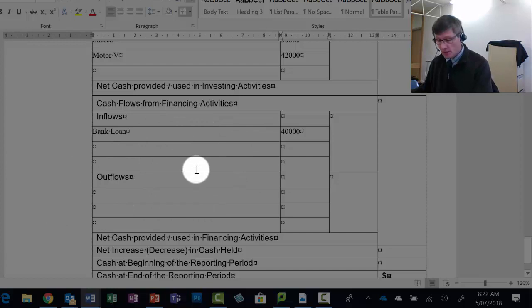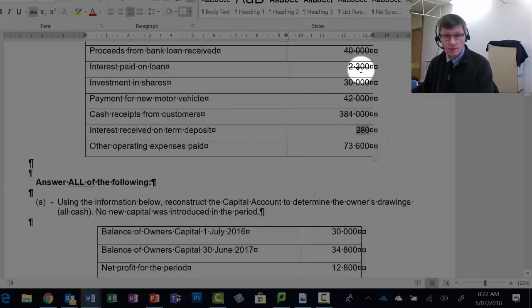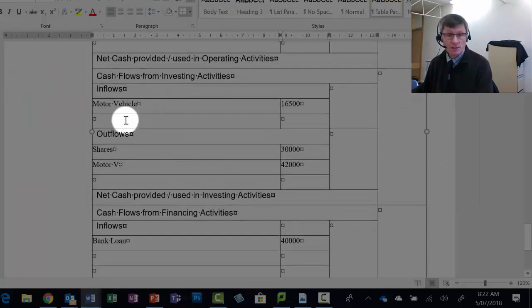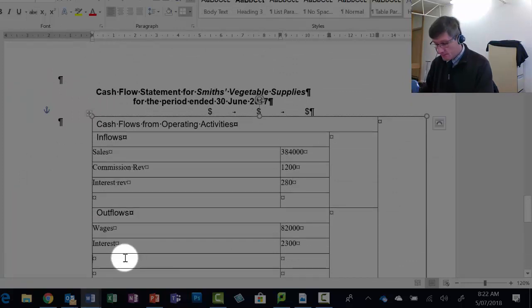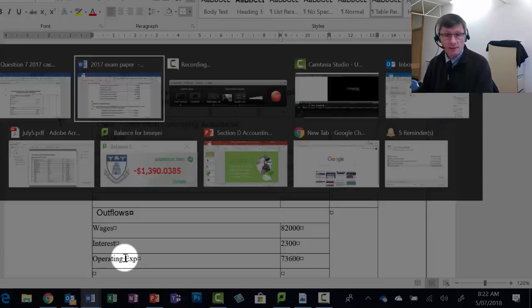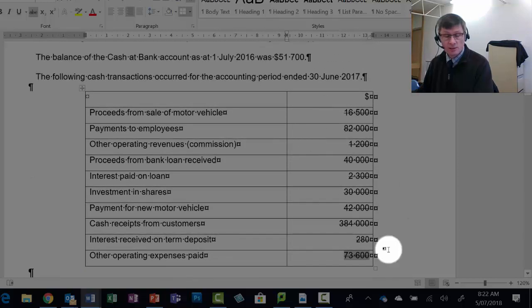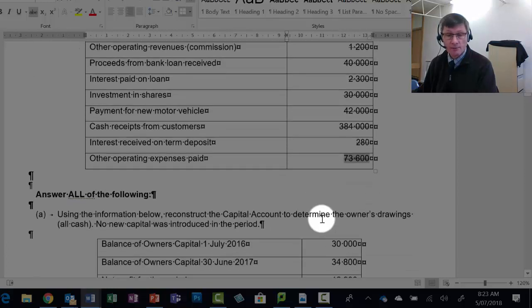So that's another way of checking to make sure that you don't get confused with some of these items up here. Other operating expenses, that's again a bit of a giveaway. That should be in operations, 73.6. That's up here. Operating expenses, 73.6. So what I've now done, I have got rid of all these. You can see by being methodical, ticking them off or crossing them out, doesn't really matter. I've now dealt with those.